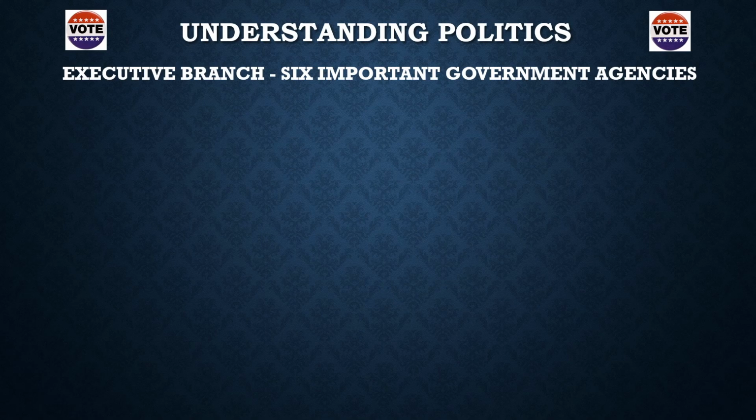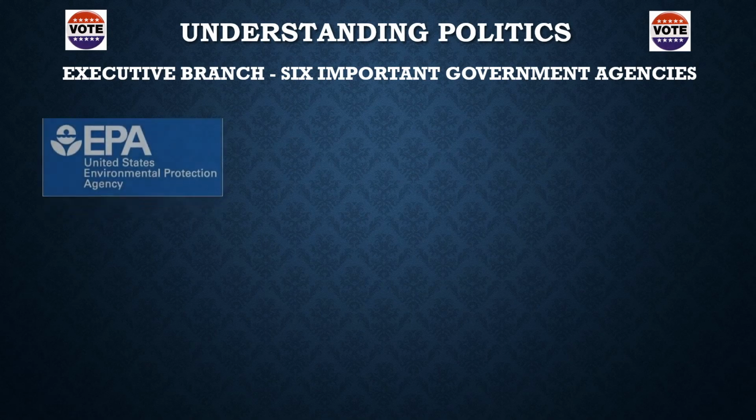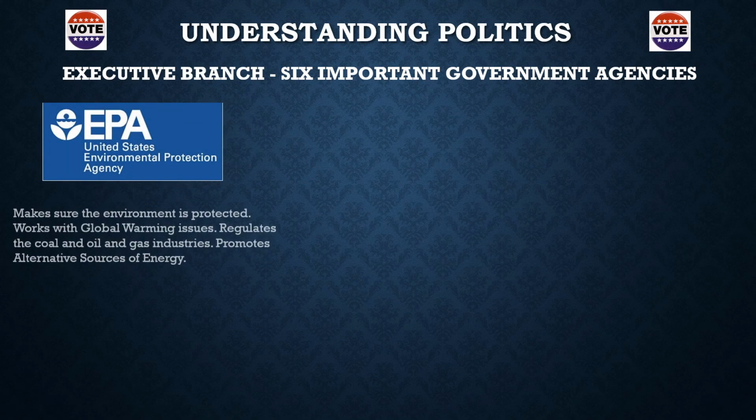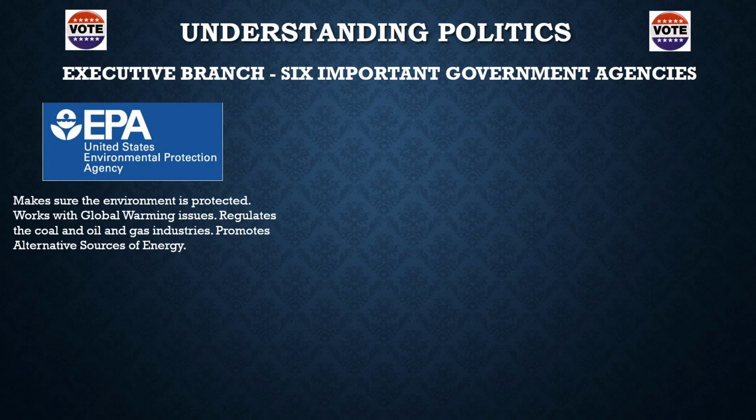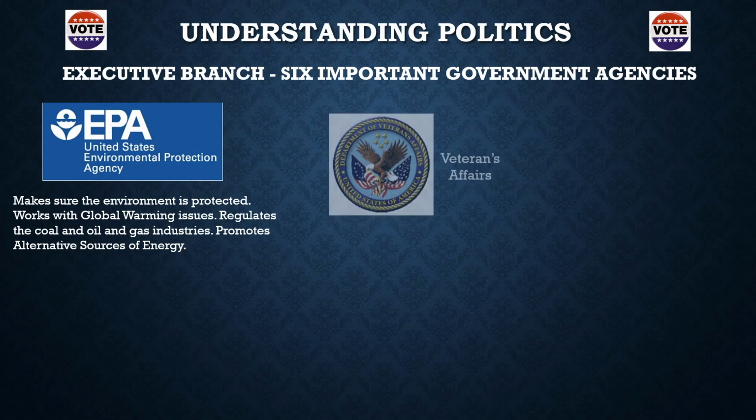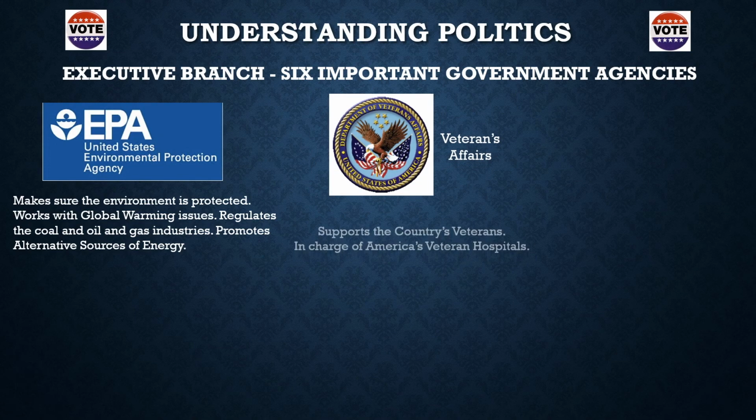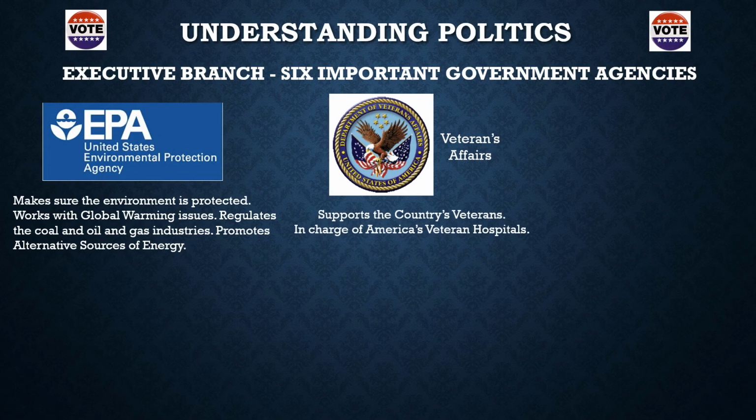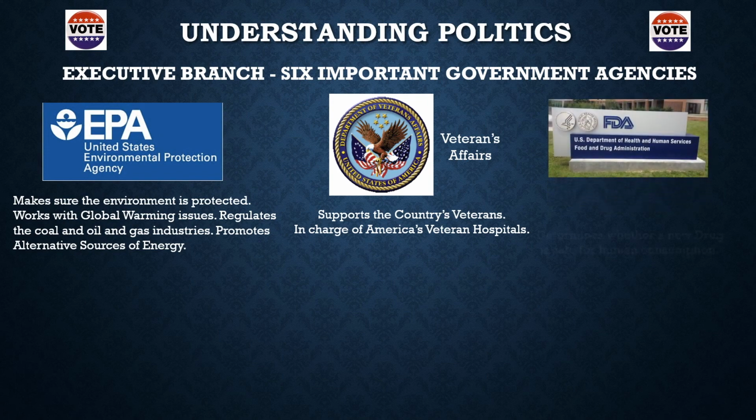Executive Branch. 6 important government agencies. EPA. Makes sure the environment is protected, works with global warming issues, regulates the coal and oil and gas industries, promotes alternative sources of energy. Veterans Affairs, VA, supports the country's veterans, in charge of America's veteran hospitals.